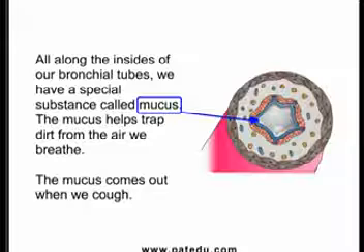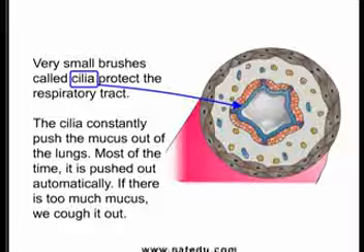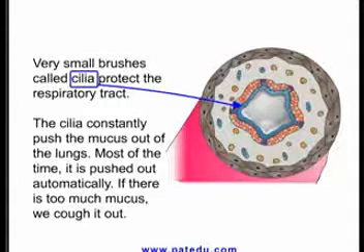All along the insides of our bronchial tubes we have a special substance called mucus. The mucus helps trap dirt from the air we breathe. The mucus comes out when we cough. Very small brushes called cilia protect the respiratory tract. The cilia constantly push the mucus out of the lungs. Most of the time it is pushed out automatically. If there is too much mucus, we cough it out.